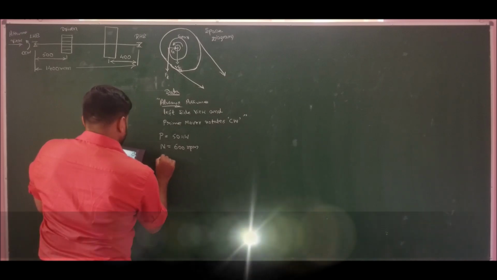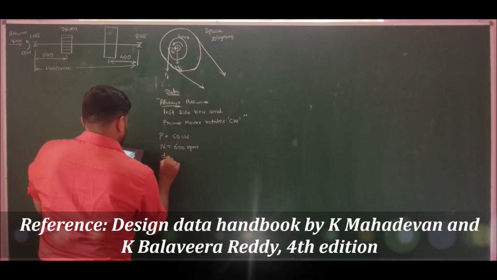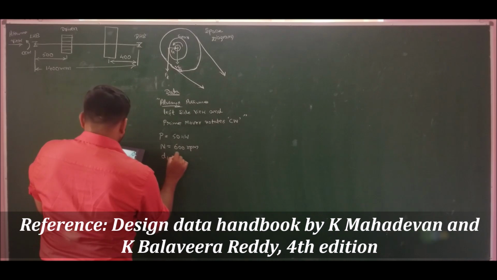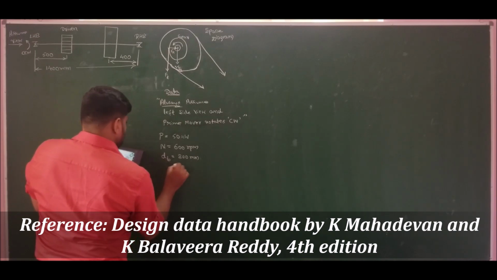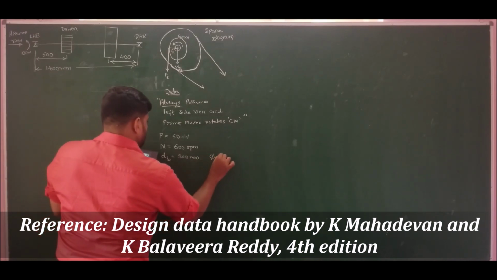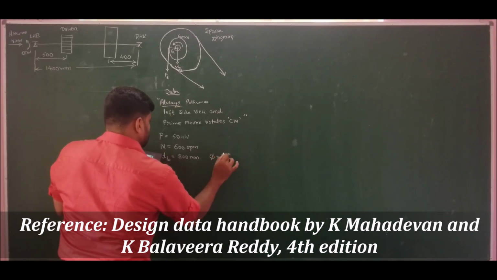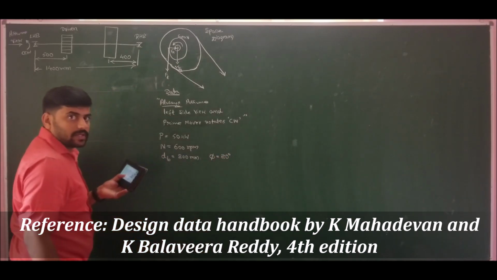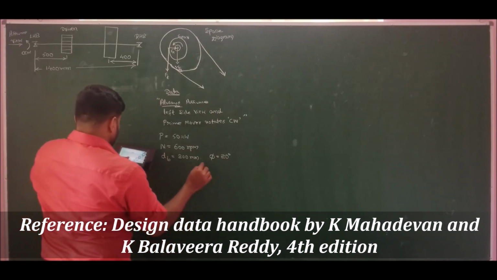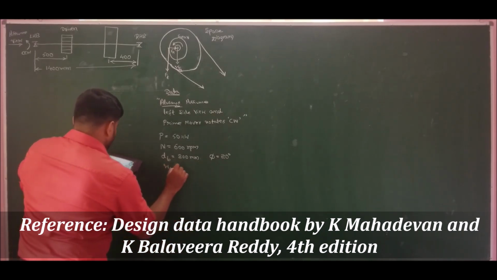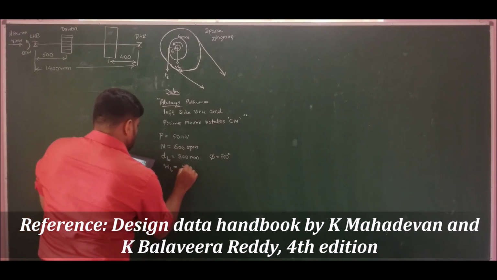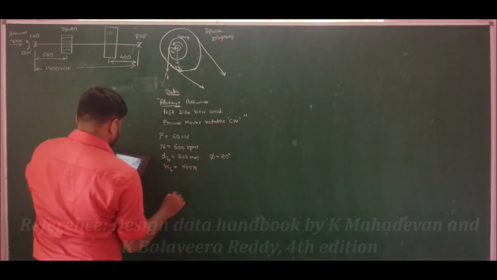Pitch circle diameter of the gear is given. Let us take the gear as point B, which is 200 millimeters. Pressure angle is given, phi, which is equal to 20 degrees. If pressure angle is not given in the question, then always assume the pressure angle as 20 degree involute. And weight of the gear is also specified, that is 500 newtons.